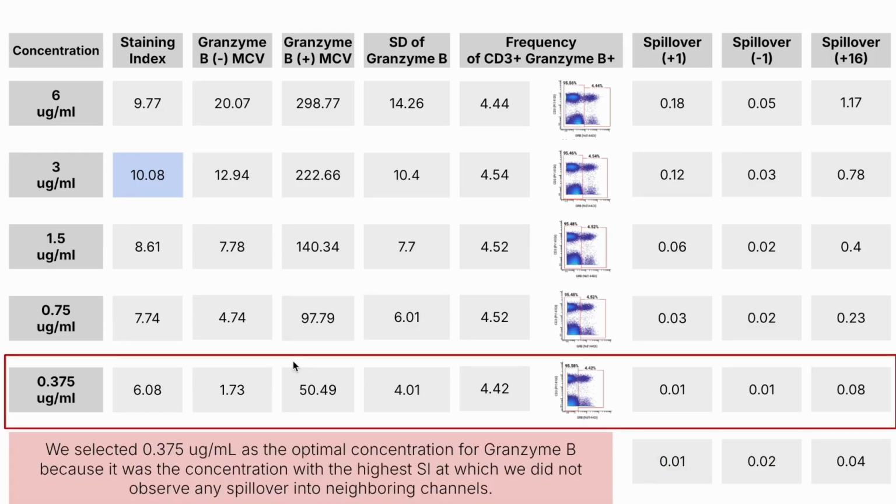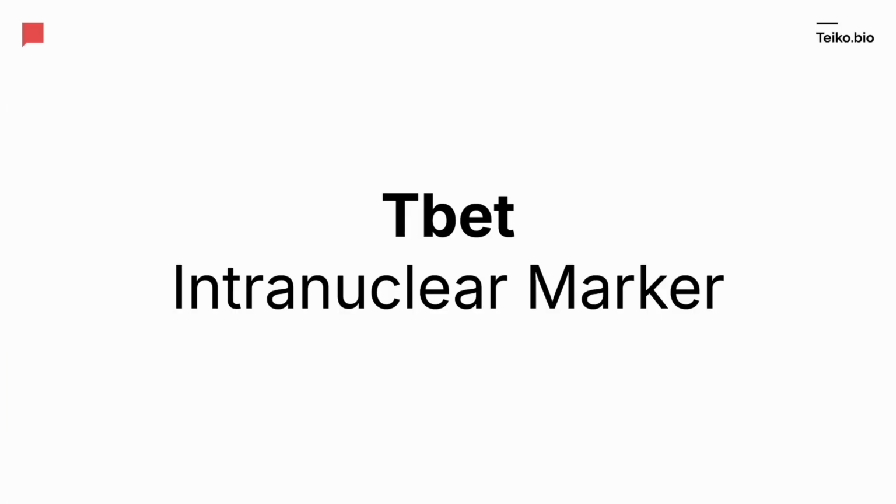aim for. And so ultimately that's the concentration that we chose because it had the highest staining index at which we didn't see any spillover into neighboring channels, and also that ideal median channel value that we've been aiming for. Lastly, we looked at Tbet, which is an intranuclear marker.